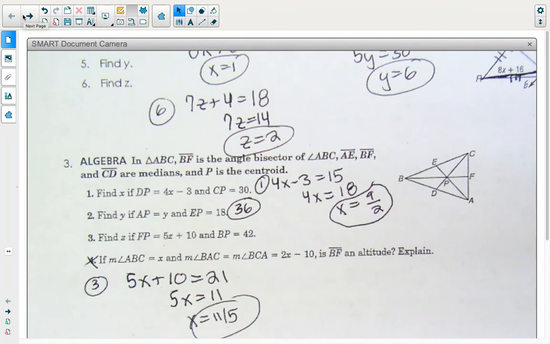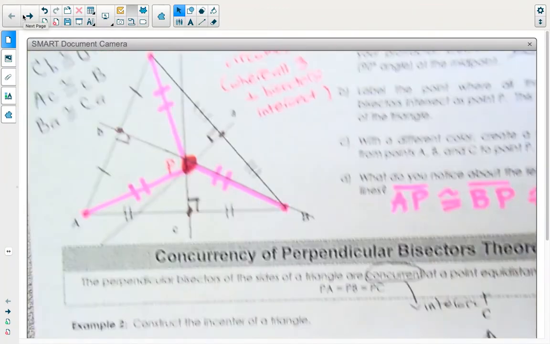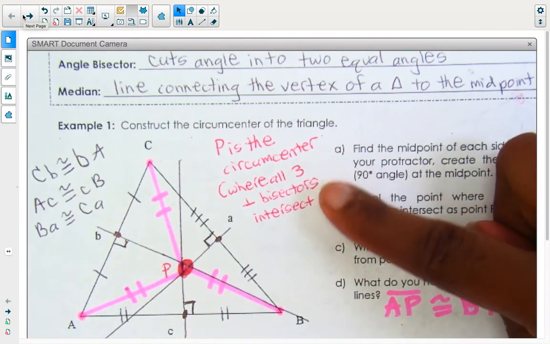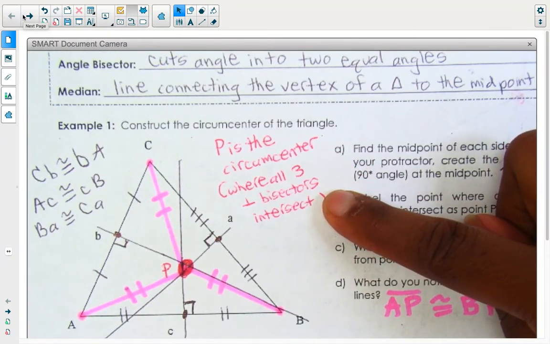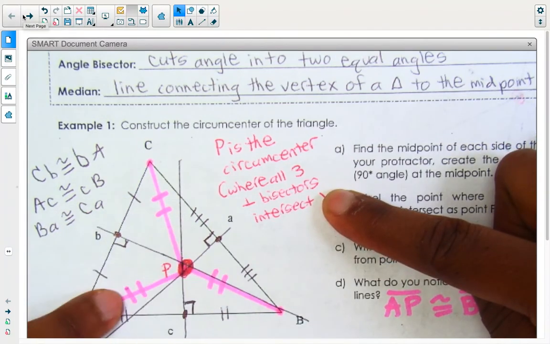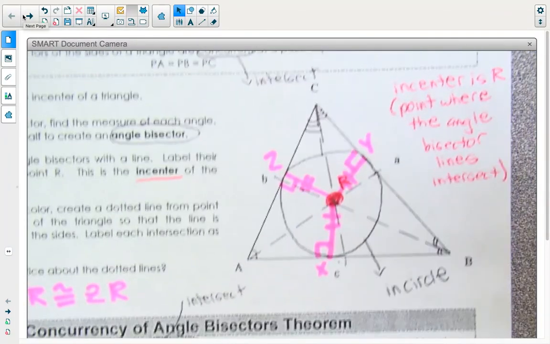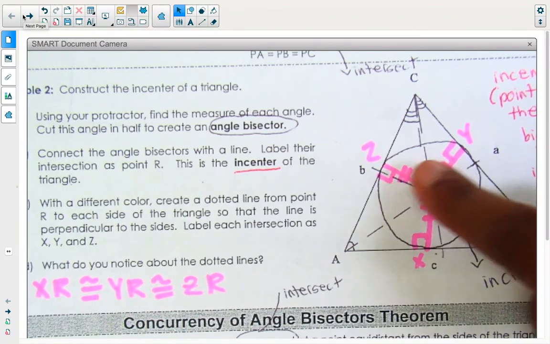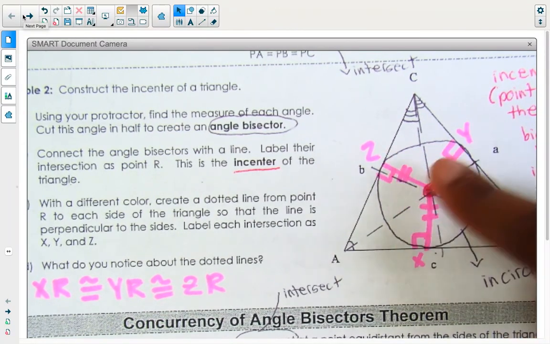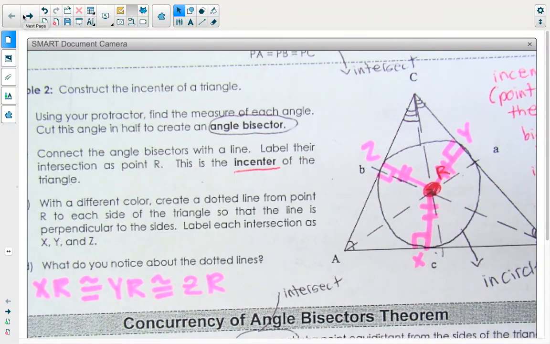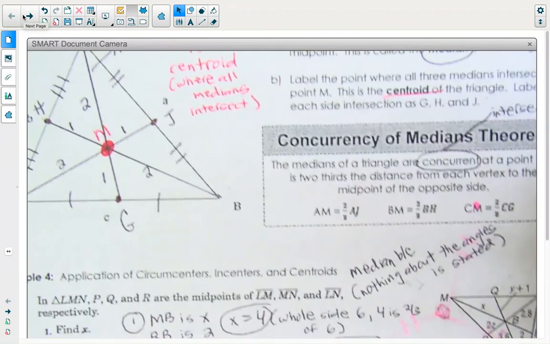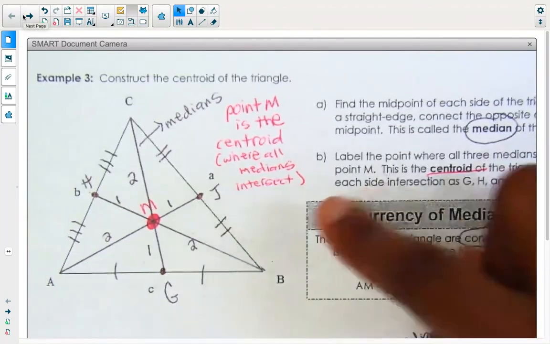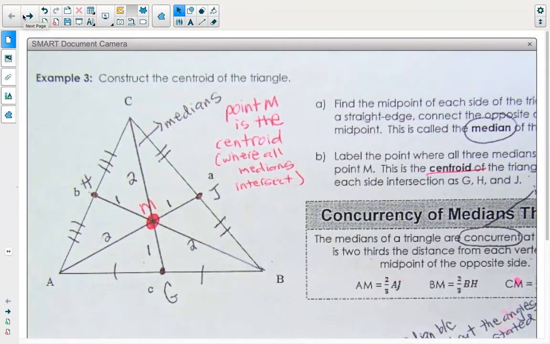So a quick recap, because I know that there was a lot in this one little section here. So we learned about the circumcenter. Circumcenter is where all three angle bisectors intersect each other, and those line segments are congruent to each other. We learned about the incenter. The incenter is where your angle bisectors connect in the middle. And I also have some perpendicular lines that I draw in here, and those segments are congruent to each other. And then the median one is the 2/3 rule, I like to call it. The centroid is where all the medians intersect each other.